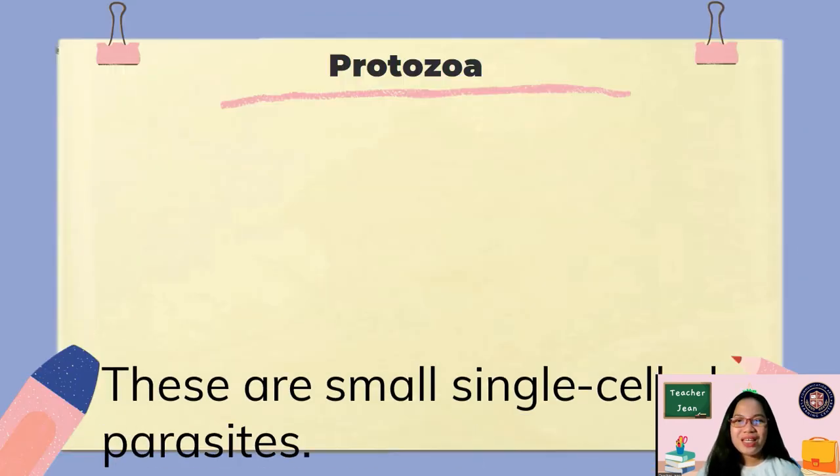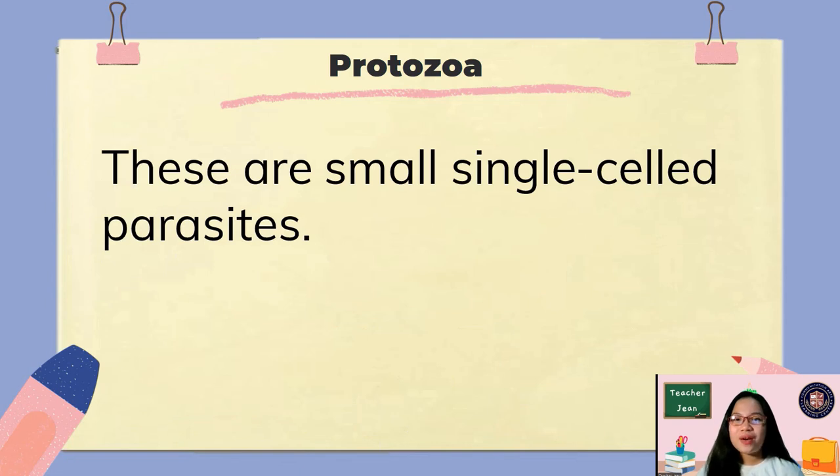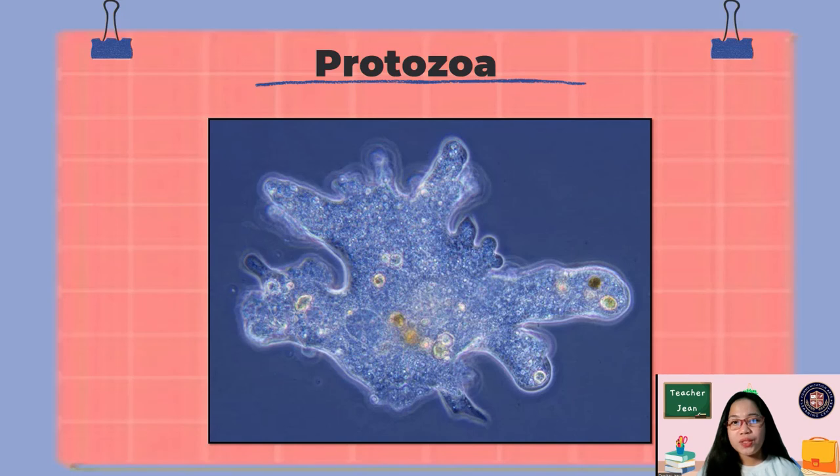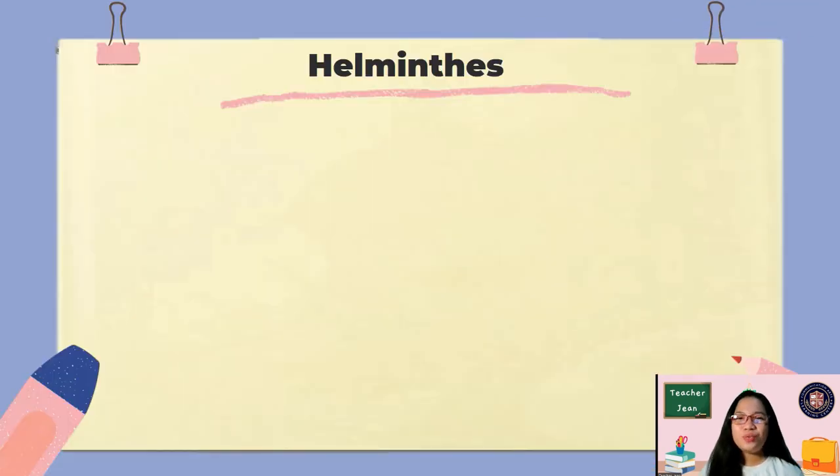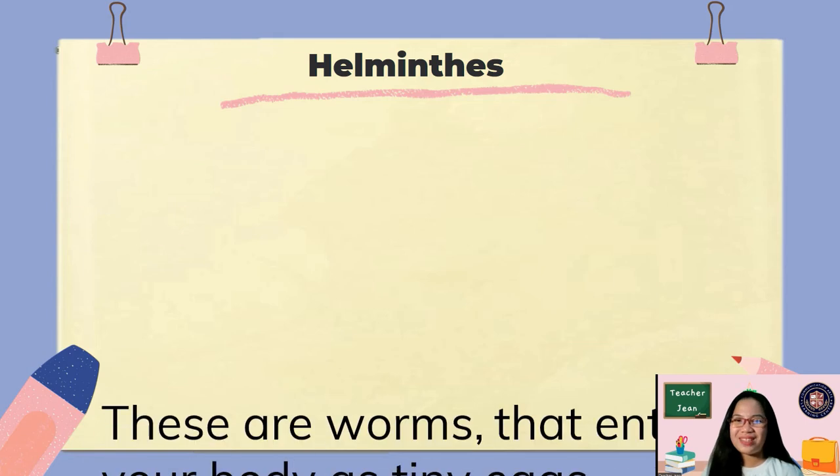The first one is protozoa. These are single-celled parasites. They are usually in water, so if you drink water with protozoa, most probably you will get the disease and may lead to stomach ache and diarrhea. Second, we have here our helminths.